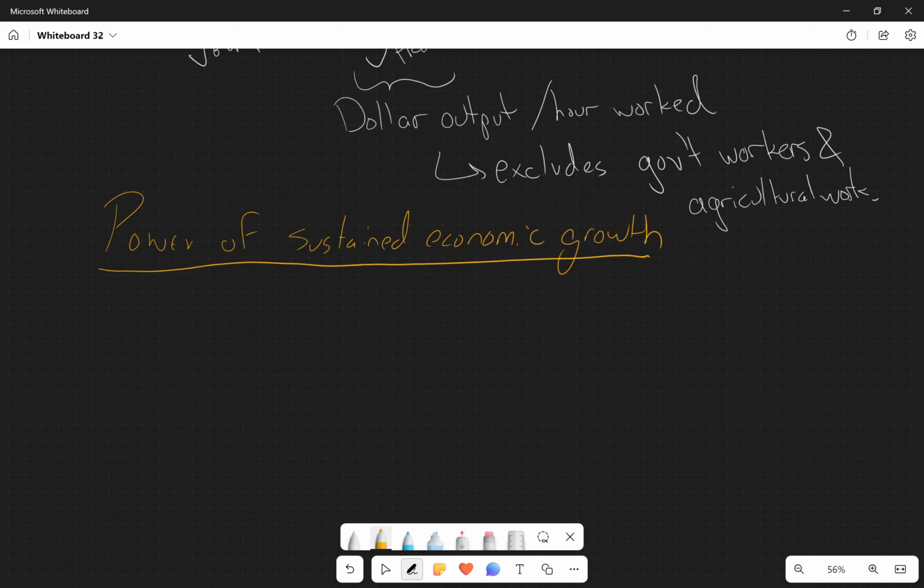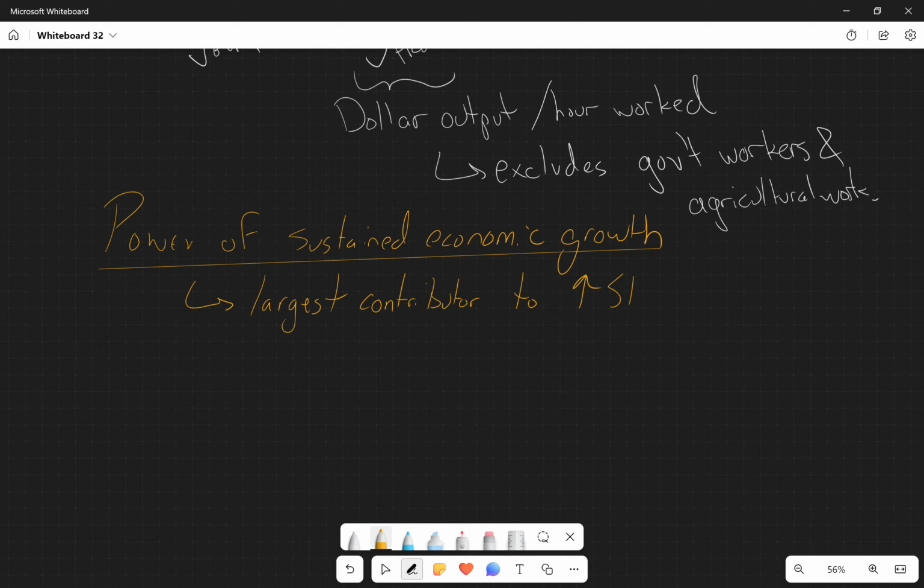So because our GDP is so linked, our GDP per capita is really emblematic of the standard of living. So the biggest thing, the largest contributor to increases in the standard of living is having sustained economic growth.